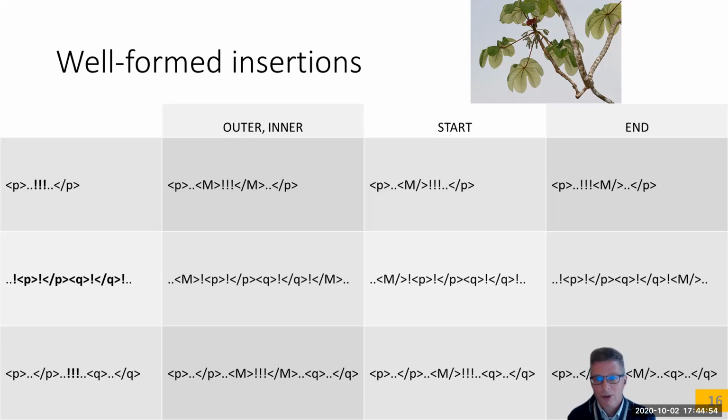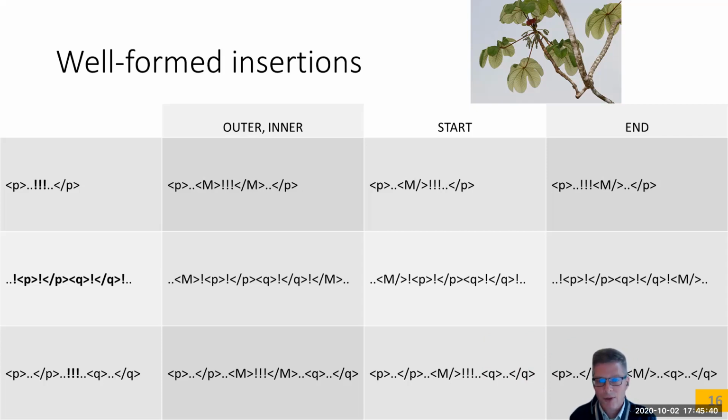In the second row, we have recognized exclamation marks, but there is intervening markup that's between the exclamation marks. And that means that this markup, because it's a well-formed insertion, will be absorbed by the new element M. And that's the same for the outer and the inner strategies, because the start and end position of M do not change. It will now just contain the exclamation marks plus the P and Q elements. And again, the start and end strategies are quite simple. We make an empty element M and put it either in front of the first exclamation mark or at the end of the last exclamation mark.